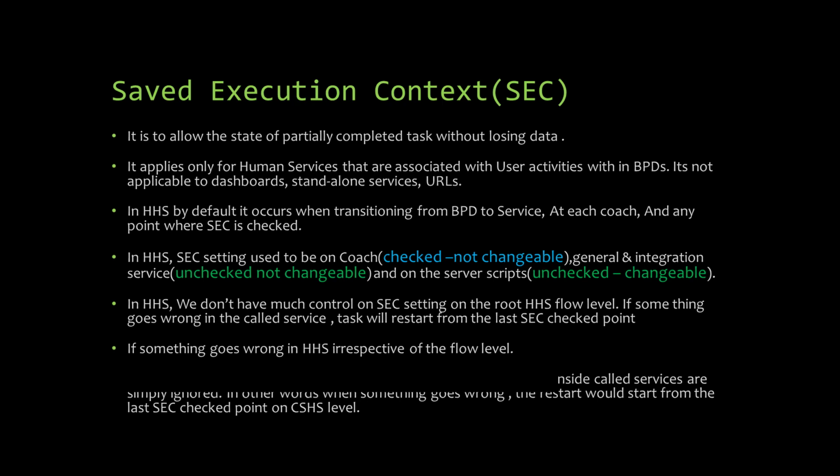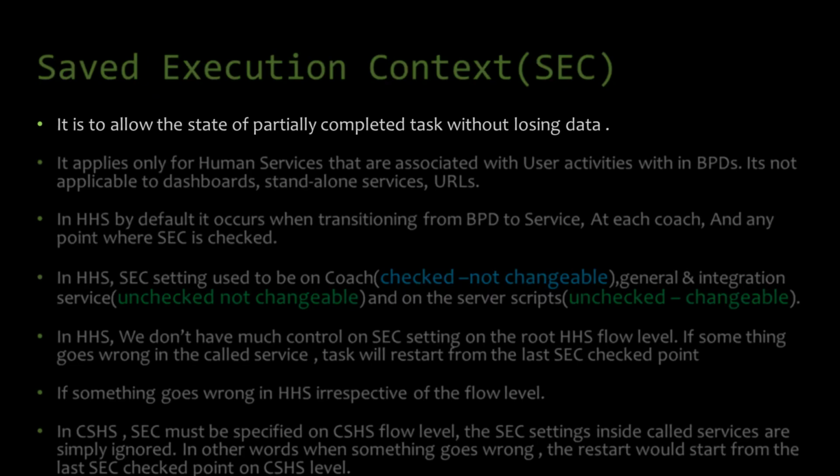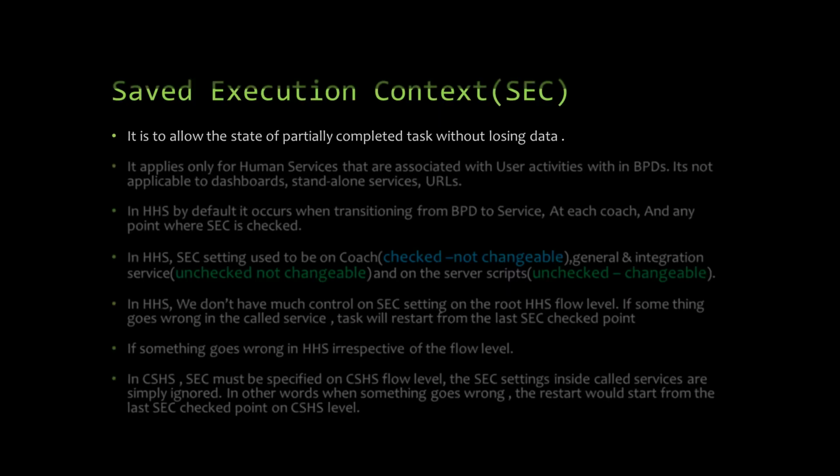Saved execution context allows the state of partially completed tasks to be kept without losing data. Let's assume you have a human service with two coaches, and the user submits on coach 1 and the token is moving from coach 1 to coach 2. If something happens, like a network failure or server crash, it may cause loss of the data that the user entered on coach 1. In that case, we can make use of saved execution context. This is the main benefit of using it.